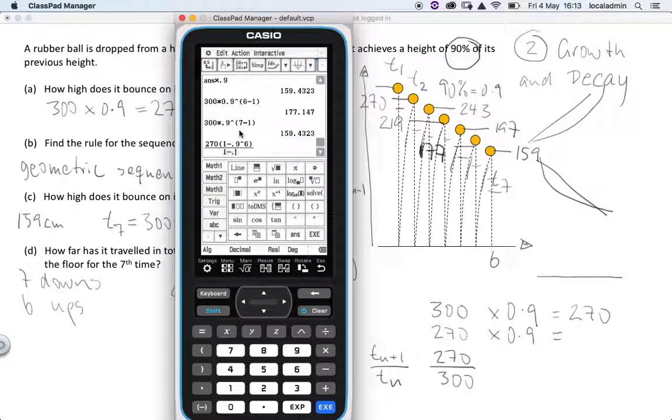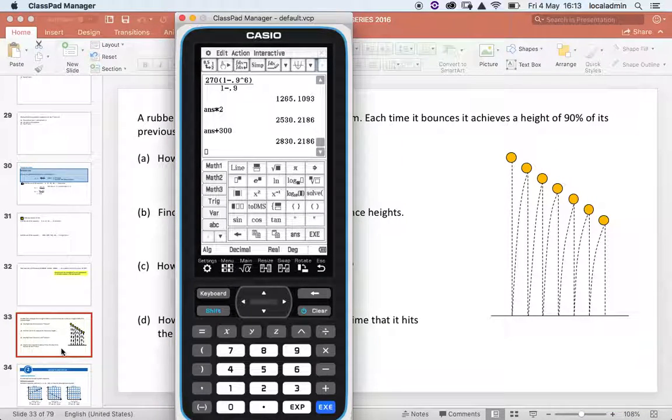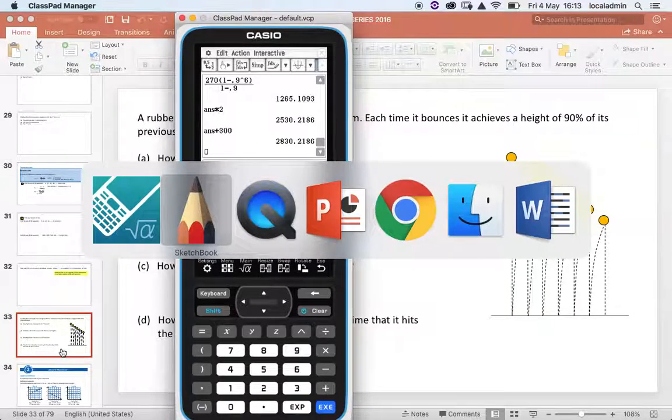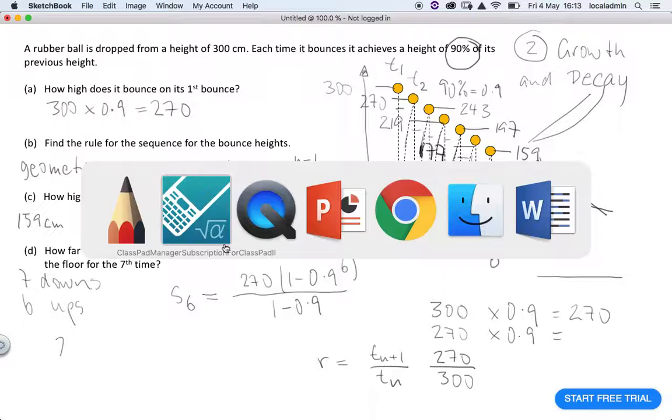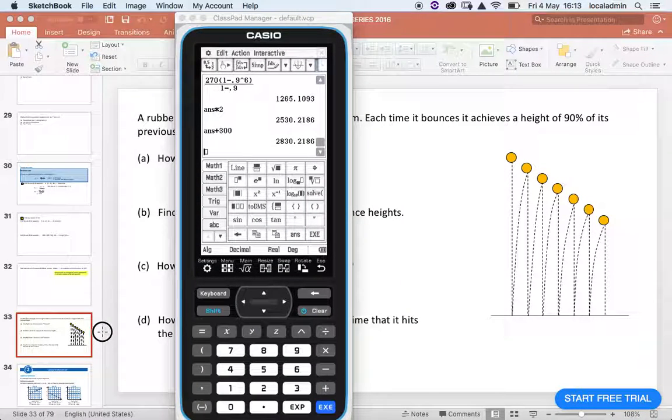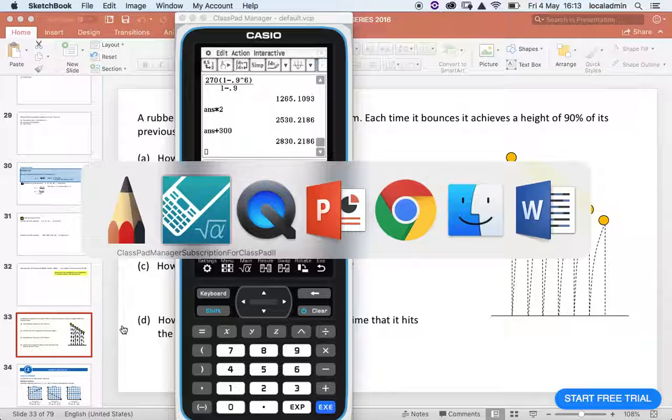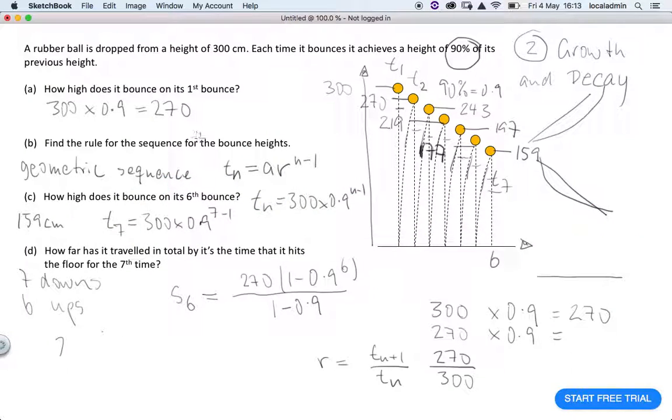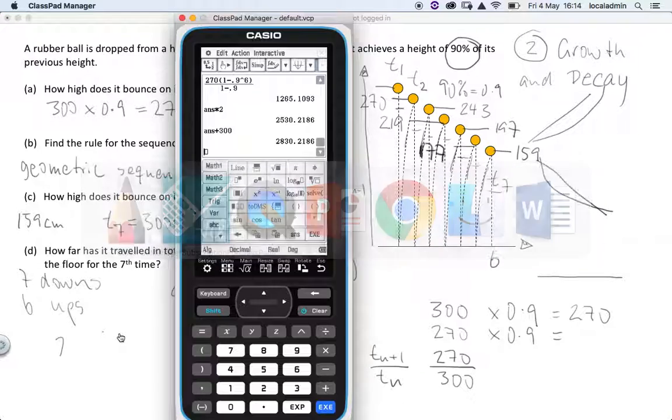Brackets 1 minus 0.9, and we get that one, and we multiply that by 2, answer times 2, and we add 300. Oops, wrong one, plus 300. Okay, so that should be the total. So, oh, seriously. Can you believe it? Interesting. I'm resting on my touchpad, so maybe that's what it is. So let's try that once more.